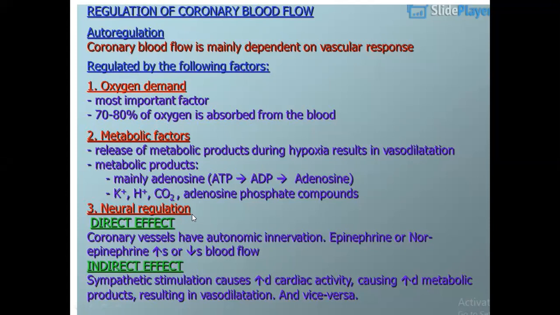And then there's neural regulation, because the coronary vessels have autonomic innervation. We will do autonomic innervation later when we talk about the sympathetic and parasympathetic nervous system. So epinephrine or norepinephrine increases or decreases blood flow. It depends on which innervation, if you have sympathetic innervation or parasympathetic innervation. But we'll talk about all of that later. And then there's an indirect effect where sympathetic stimulation causes an increase in cardiac activity and an increase in metabolic products, resulting in vasodilation.